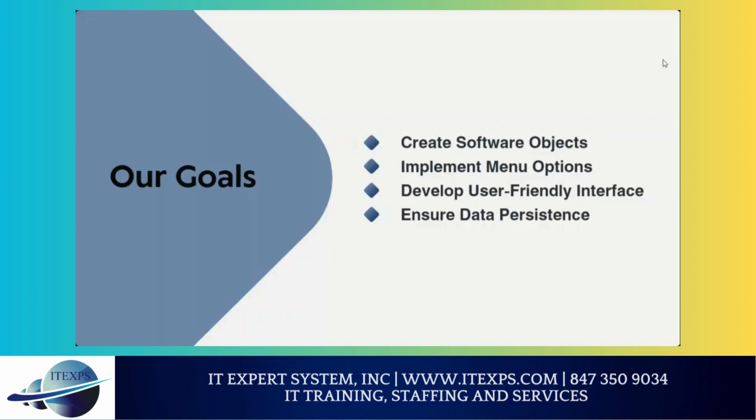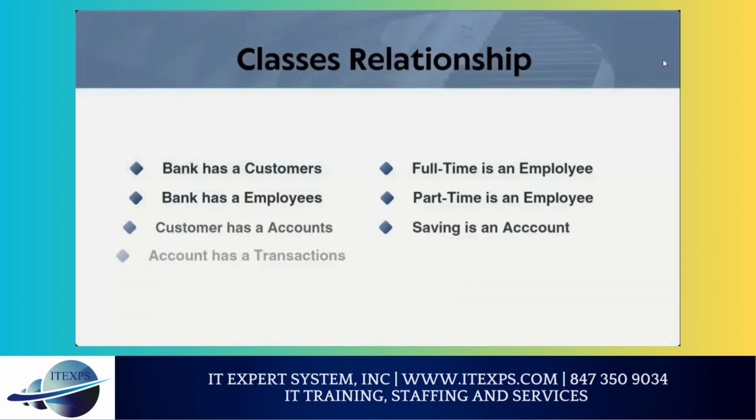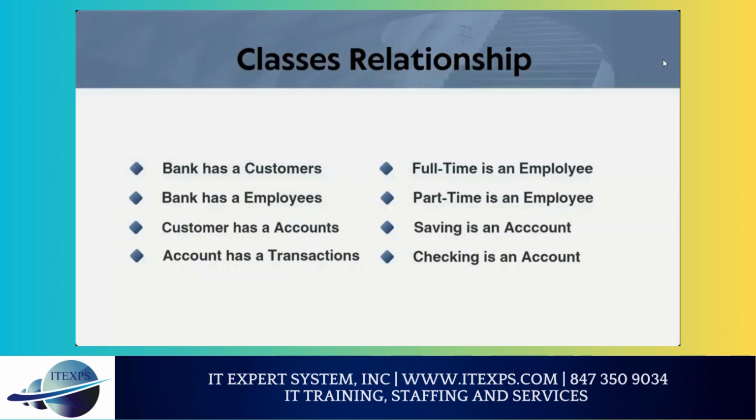Now moving forward to the classes relationship. The relationships between the classes are very crucial for defining how different components interact with each other. So as you can see, bank has a one-to-many relationship with the customer and employee classes. Customer class has a one-to-many relationship with the account class. Account class has a one-to-many relationship with the account type, that is savings and checking. Employee has a one-to-many relationship with the employee type, that is full-time and part-time.